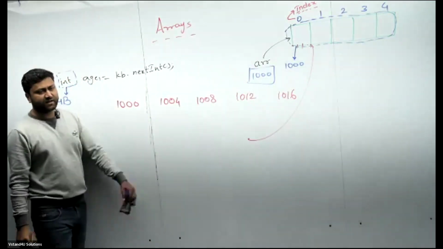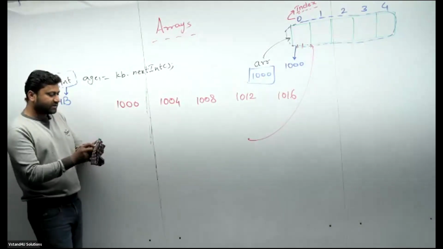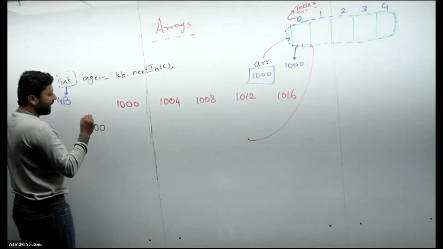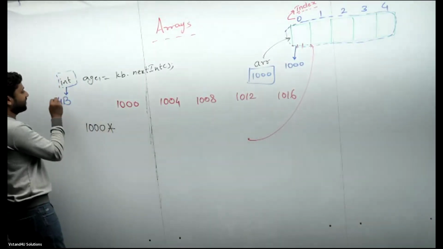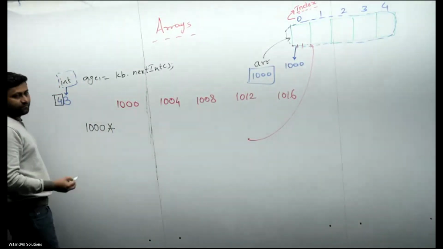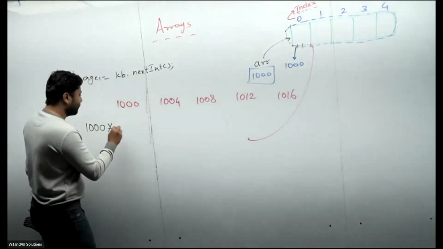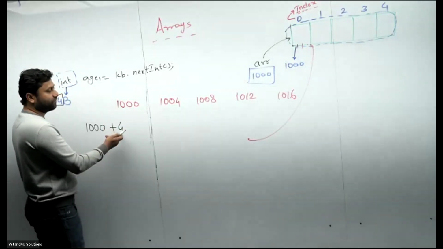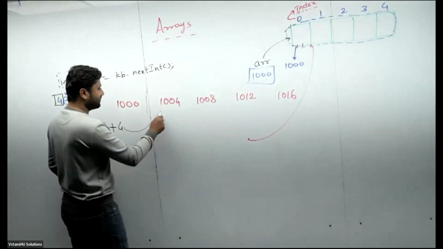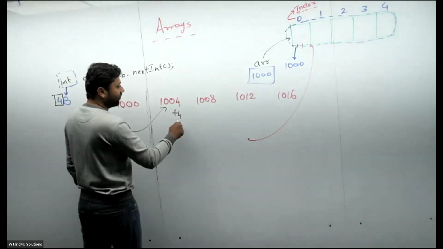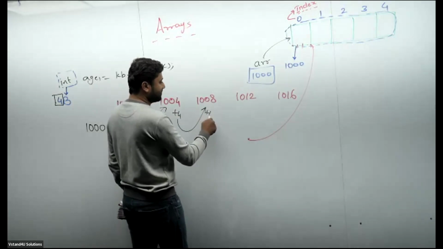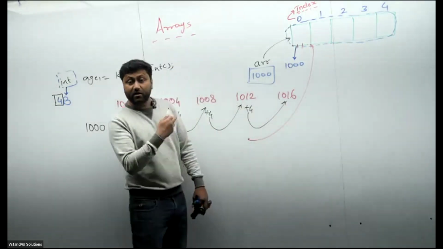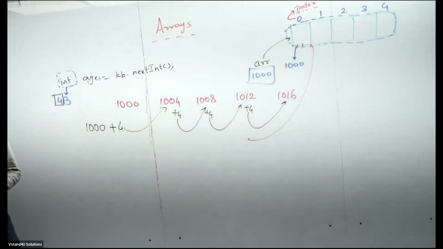Any one thing clear? Yes, sir. What base address did you take? And what data type have you taken? Size wise, a 4 byte data type you have taken, right? 1000 plus 4 is the next address. Plus 4 next address. Plus 4 next address. What is the logic happening? Are you getting my point?